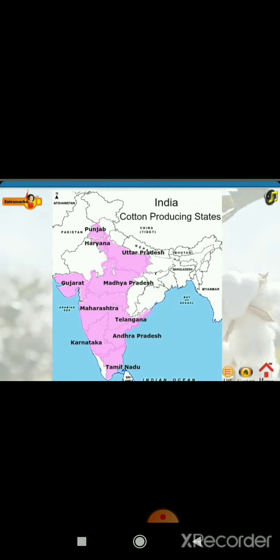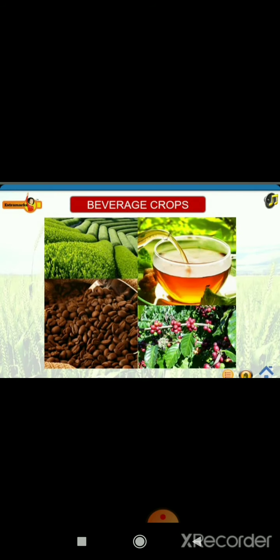See the cotton producing states of India, which are states like Punjab, Haryana, Uttar Pradesh, Madhya Pradesh, Maharashtra, Telangana, Andhra Pradesh, Tamil Nadu, Karnataka. And it is a raw material for the textile industries. Beverage crops, in which we had already talked about coffee.